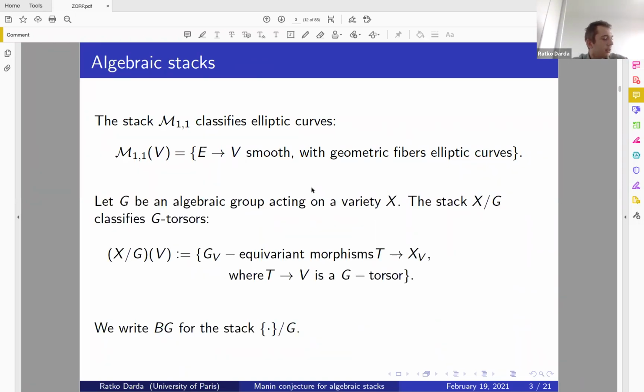Now we have a class of stacks that we call quotient stacks. We have an action of an algebraic group G on a variety X, and the quotient stack [X/G] classifies G-torsors together with a G-equivariant morphism from the torsor to X. We will use the usual notation BG for the quotient stack [point/G].